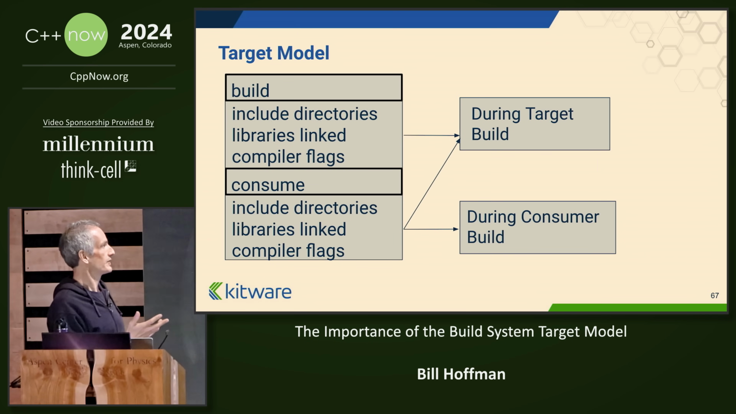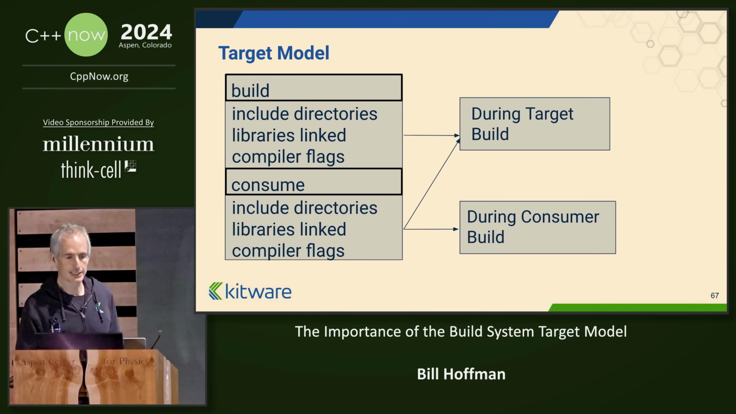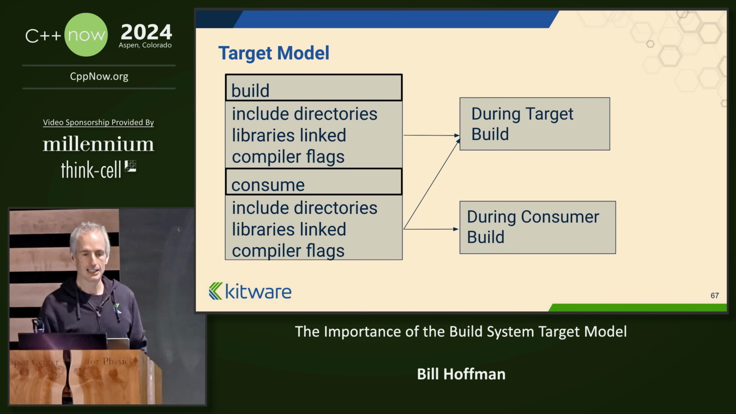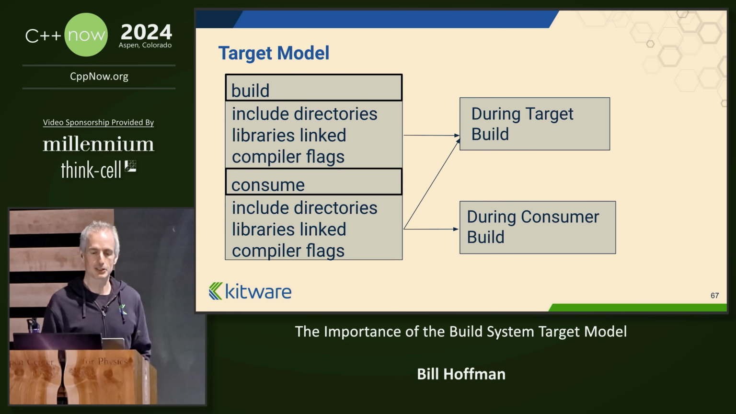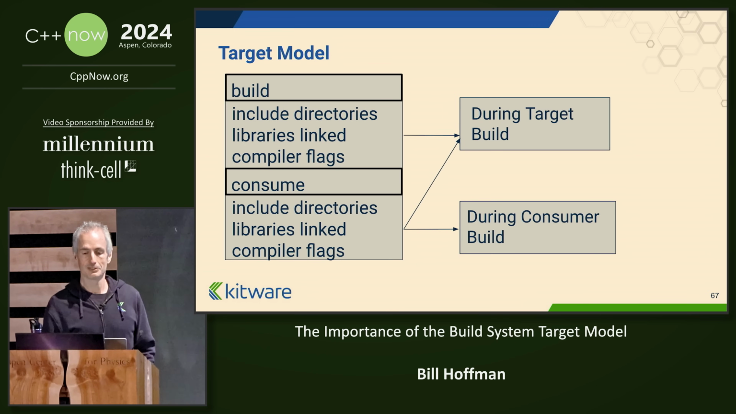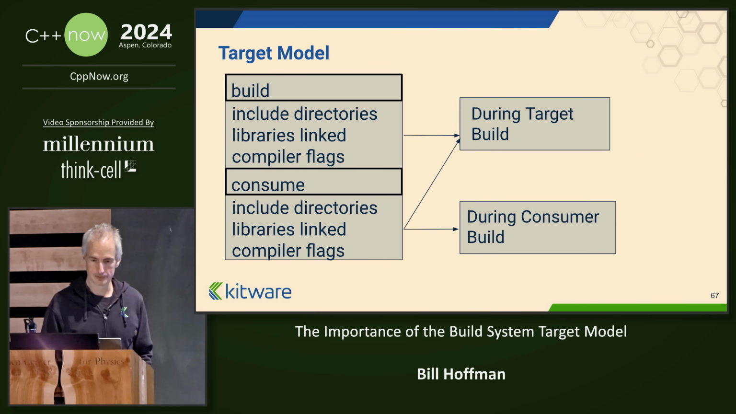So the target model essentially, during build, you've got include directories, libraries linked, compiler flags, and then when consuming, you're going to have include directories, linked libraries, compiler flags. And you can consume it during the build or during a consumer's build.